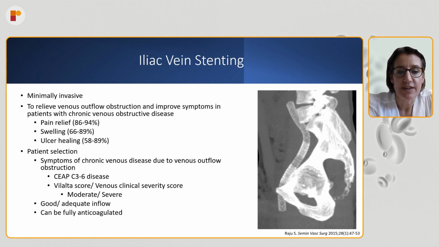These patients need to have chronic venous disease due to venous outflow obstruction of at least moderate to severe nature and a CEAP score of at least C3. Inflow is absolutely crucial to maintaining stent patency, and therefore inflow needs to be good or at least adequate, and the patients need to be anticoagulated, as they will require this following placement of a stent.